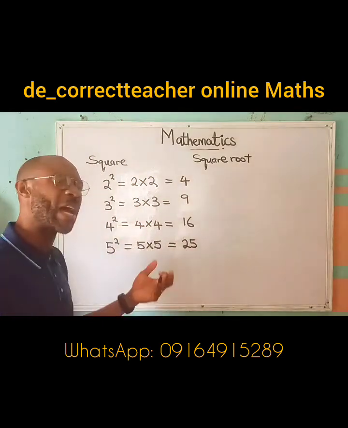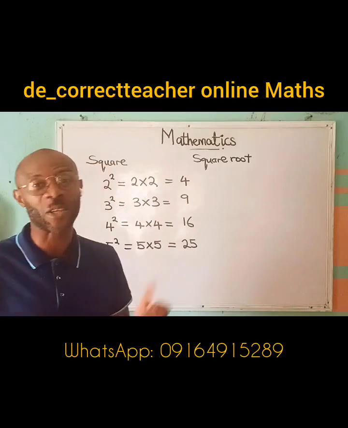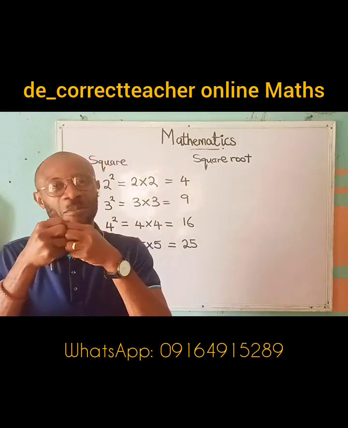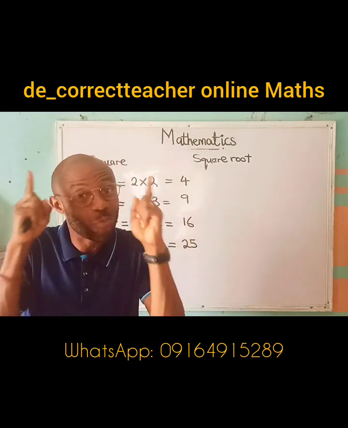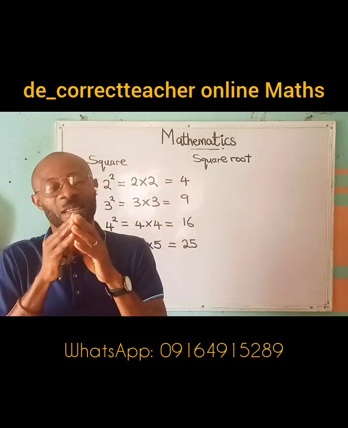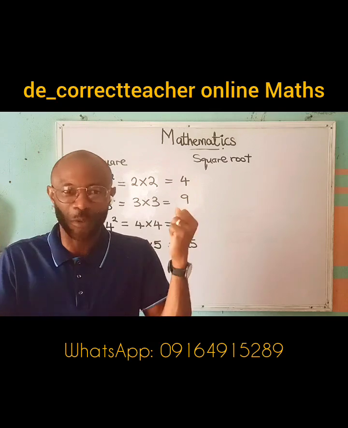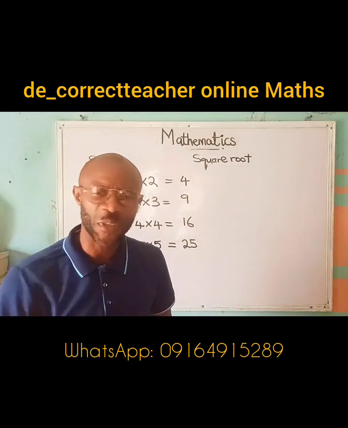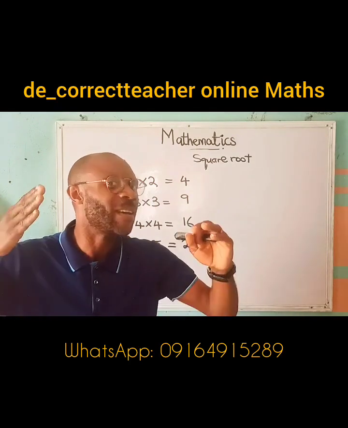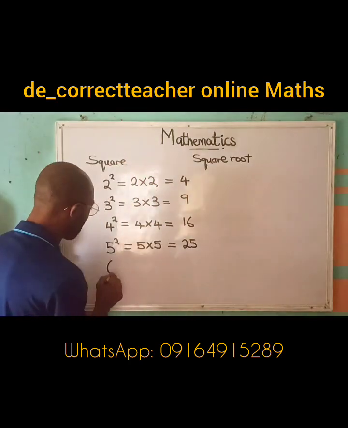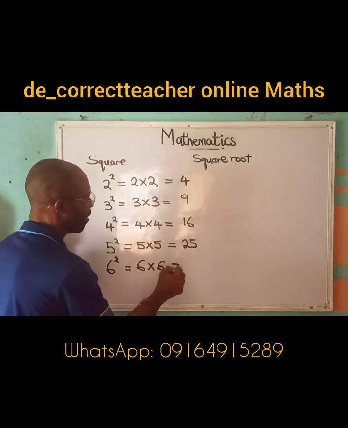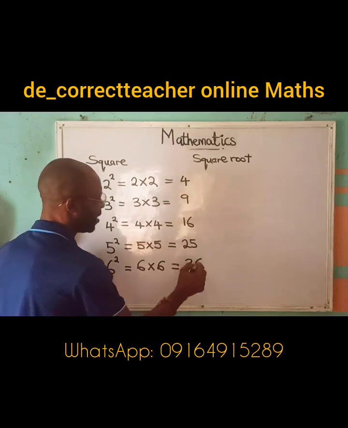So next time, when somebody asks you what is the square of a particular number, just know that you are multiplying that number by itself. Just 2 of it. Don't make it 3. Just 2 of it, 2 times 2. That is 2 raised to the power of 2, which will give us 4. So if I say, what is the square of 6? What do you think? 6 times what? 6. Beautiful. 6 times 6. So the square of 6 is 6 times 6, which is 36.